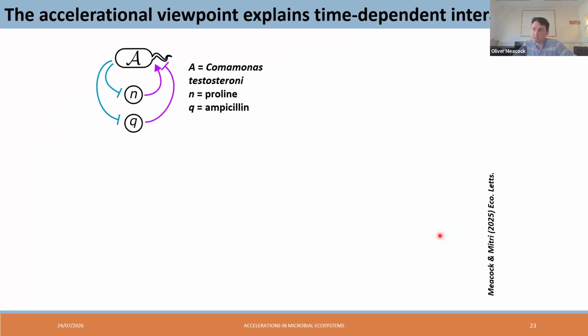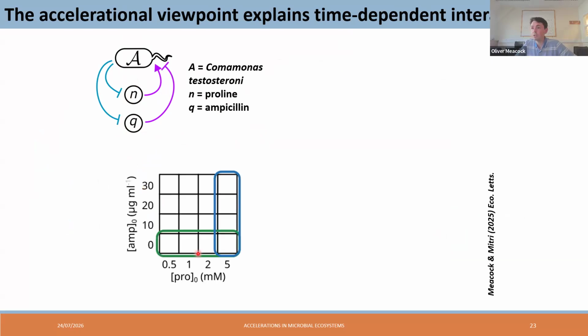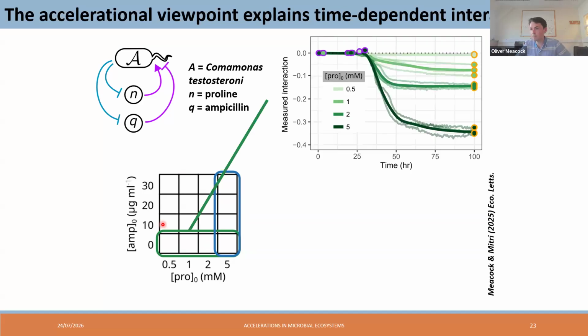So we can realize this experimentally. This is a soil bacterium called Comamonas testosteroni, and it turns out that it competes with itself over proline, but it also degrades ampicillin, which is an antibiotic. And we can inoculate this population into batch culture systems which contain different starting concentrations of proline or ampicillin. So that's effectively what we were representing in the previous slide. And then we can ask how the interaction between this population and itself varies as a function of time.